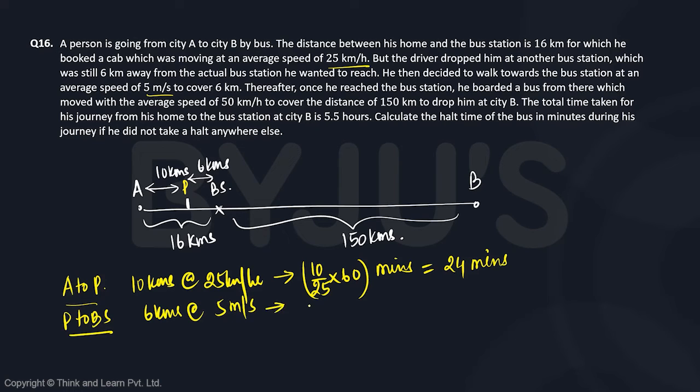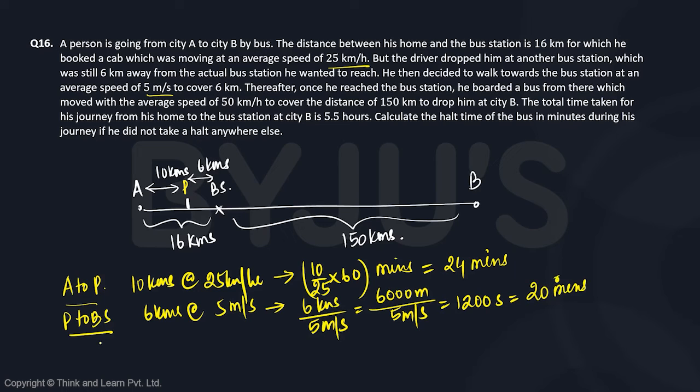So the total time he is going to take will be 6 kilometers divided by 5 meters per second. Let's convert kilometers into meters. So 6,000 meters by 5 meters per second. This is going to give us 1200 seconds, which is 20 minutes.